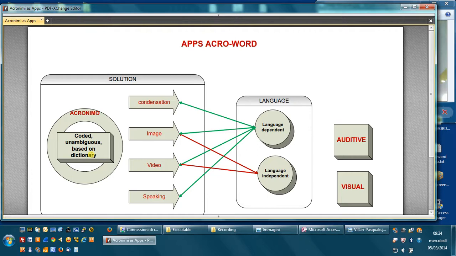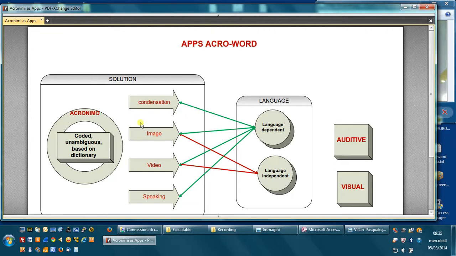After that, we can understand that the acronym is a condensation. Condensation means that from a small acronym, a small set of characters, we have a representation of a big word or big phrase. And the condensation, as we can imagine, is language dependent, because the phrase or word is written exactly in the language that we want.